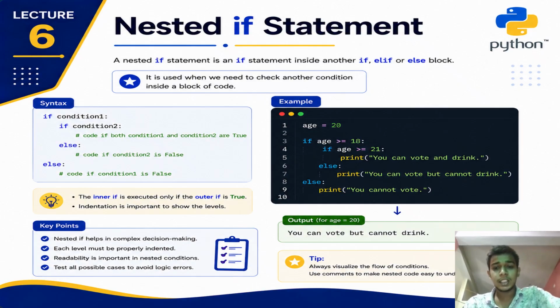Now let's quickly see the key points. A nested if means an if statement inside another if statement. The inner if runs only if the outer if is true. Proper indentation is very important because it tells Python which block belongs to which if. Nested if statements are useful for solving complex decision-making problems. In real-life programming, nested if statements are used in situations like login systems, ATM machines, online shopping, discounts, age verification, and many other applications where one decision depends on another.